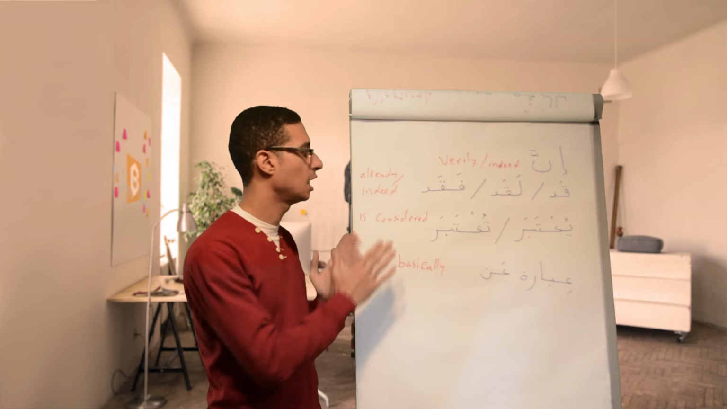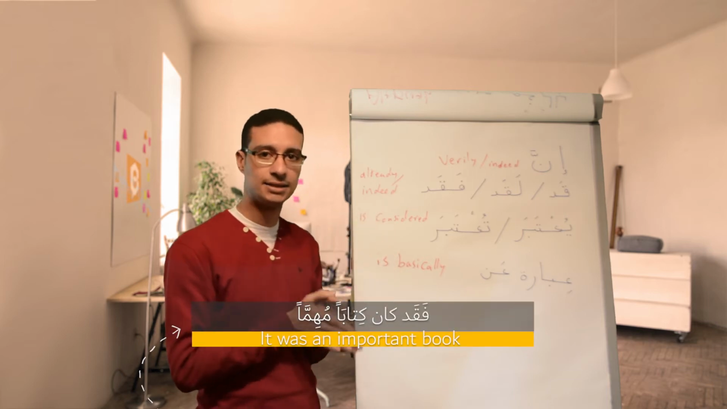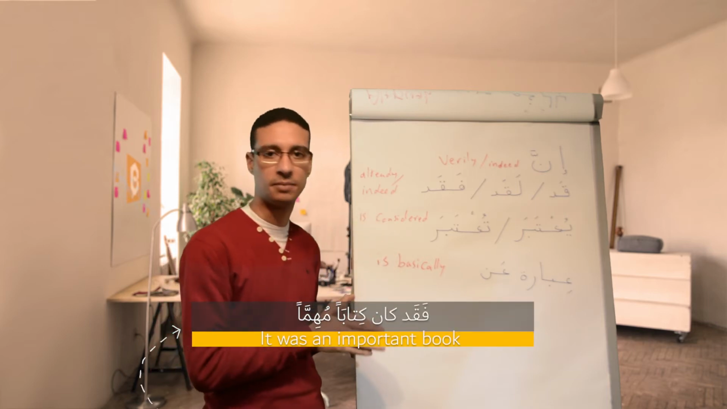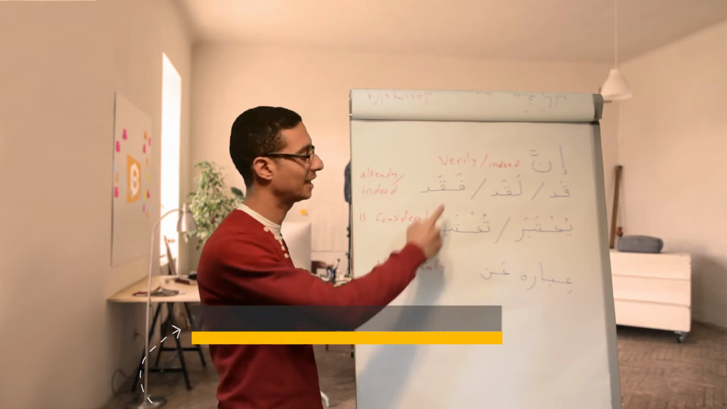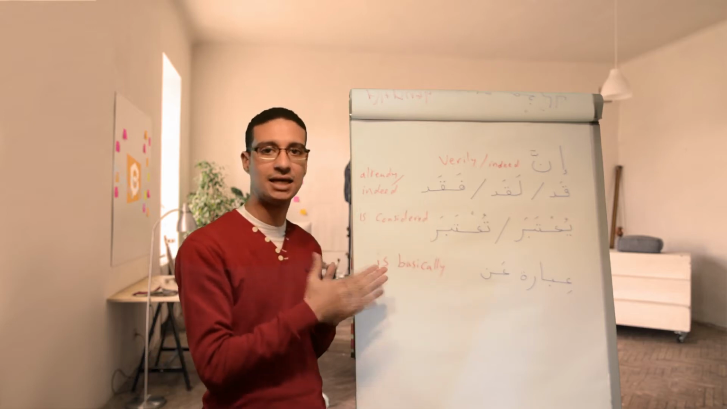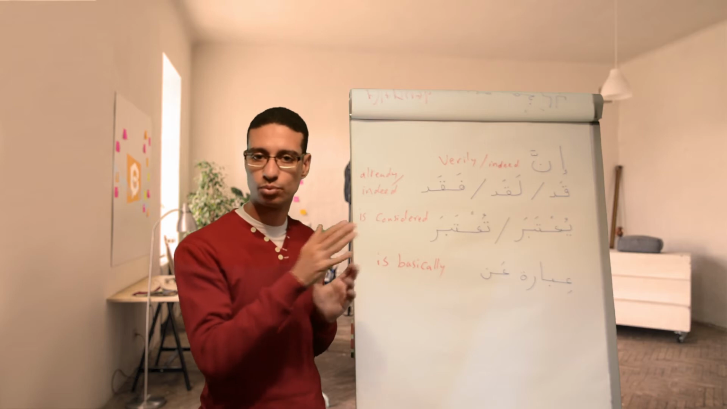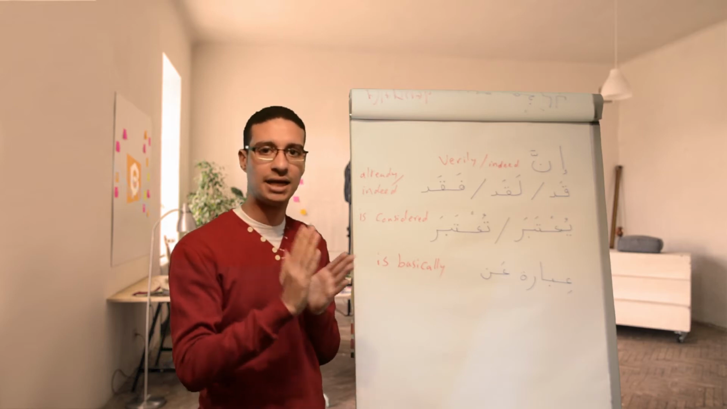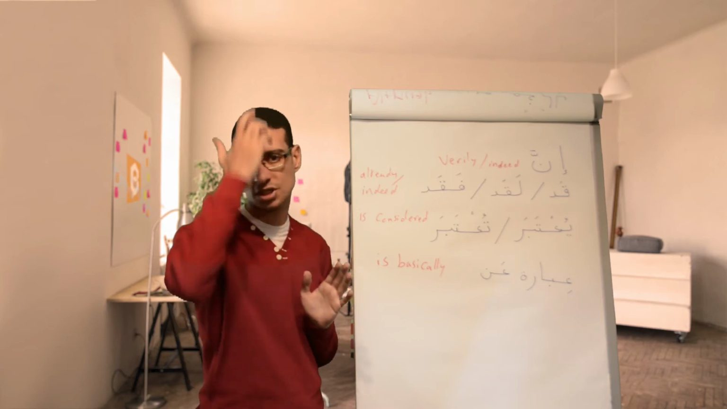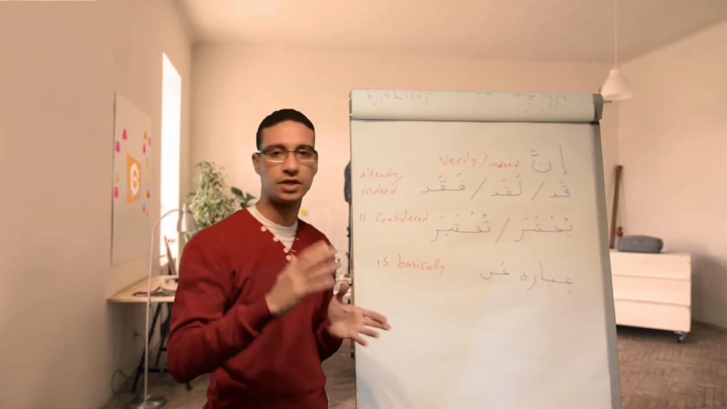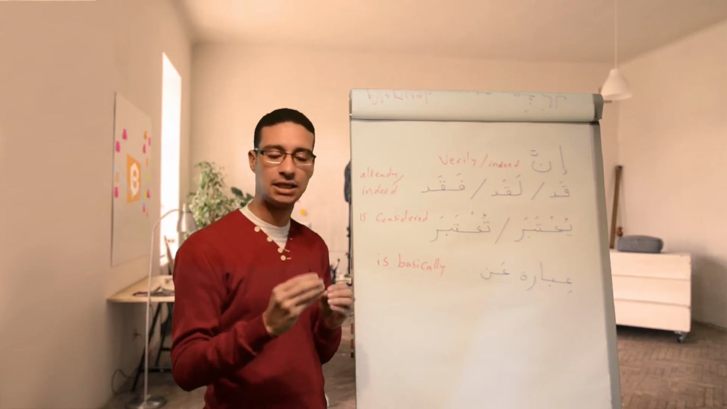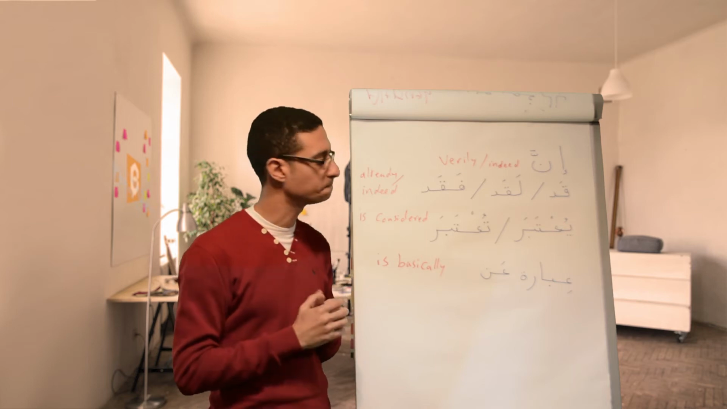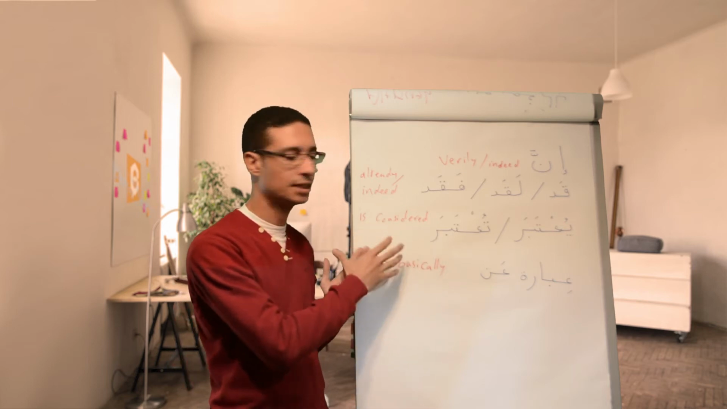For example, فقد كان كتابا مهما. فقد كان, it was كتابا مهما, an important book. And by the way, كتابا, if I say كتاب and كتابا, there is no difference in the meaning. So tanween doesn't add any new meaning to the word. So فقد كان كتابا مهما.